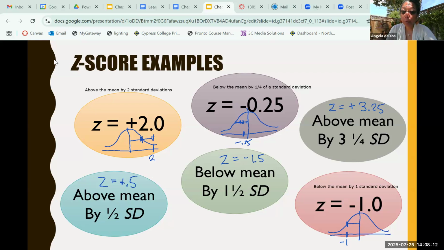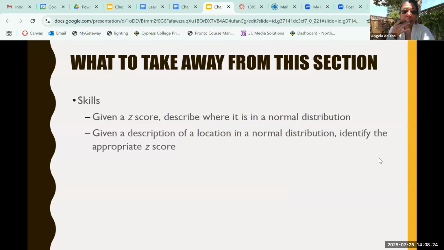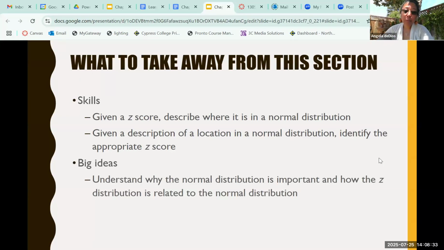All right. So what do you want to take away from this section? Well, you want to make sure that you are able to, if you are given a z-score, describe where it is in the normal distribution, and given a description of a location in a normal distribution, be able to identify the appropriate z-score. Big ideas here. Understand why the normal distribution is important and how the z-score or the z distribution is related to the normal distribution. A z distribution is a type of normal distribution. Not the only one, but it's one.